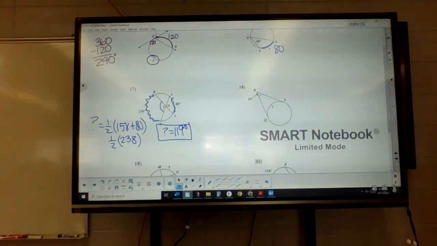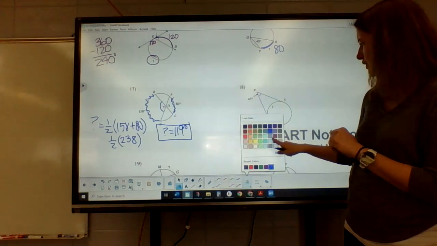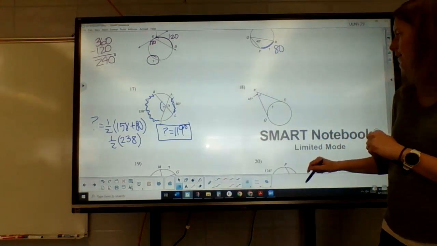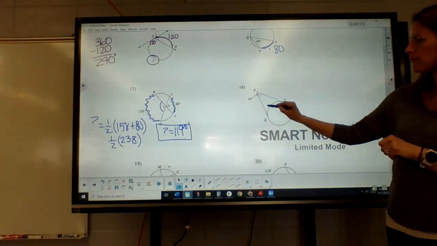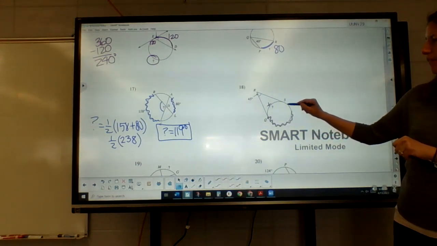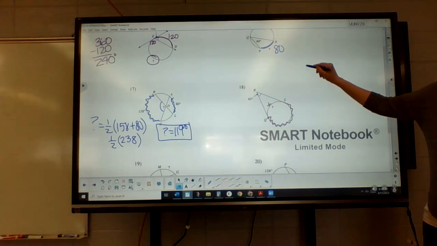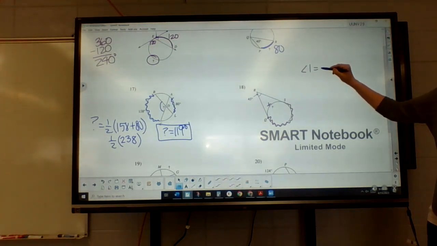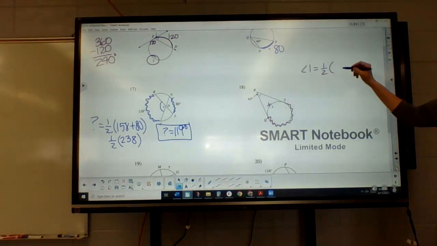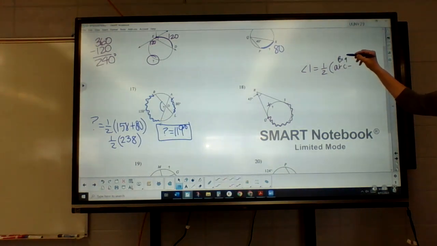All right. Our next one, the vertex is outside this shape. So in this case, well, this one's a little bit trickier. So we're looking for this x. They don't give us this one though either. So the formula we're using in this case is that the angle, I'm going to say angle 1, is half of the two arcs subtracted. So it's big arc minus little arc.